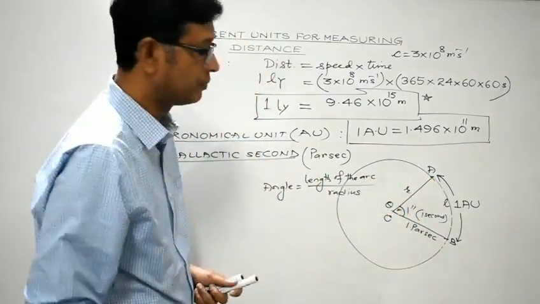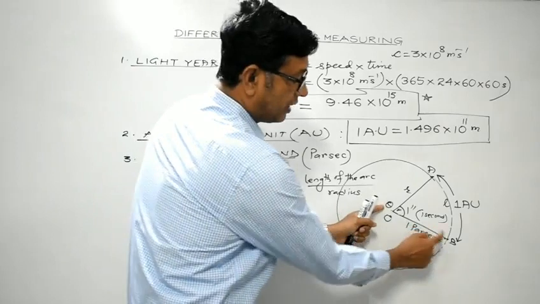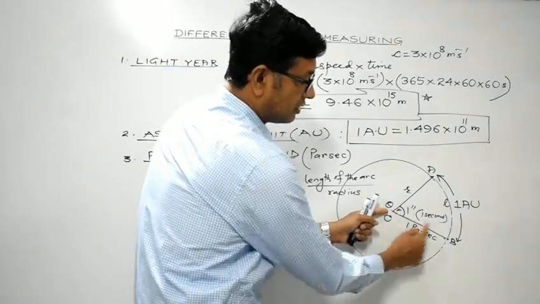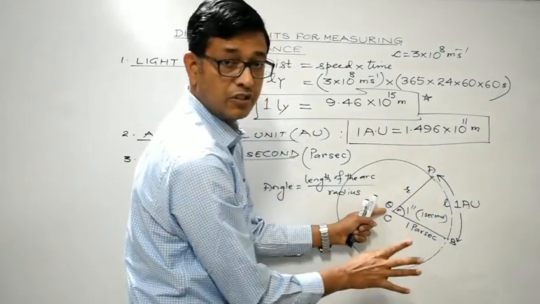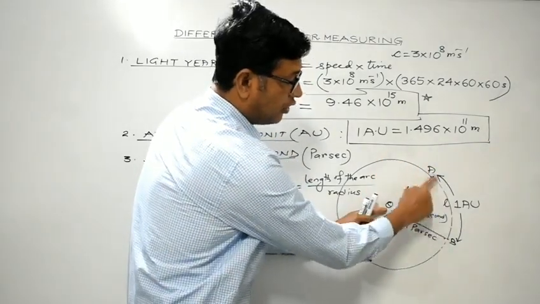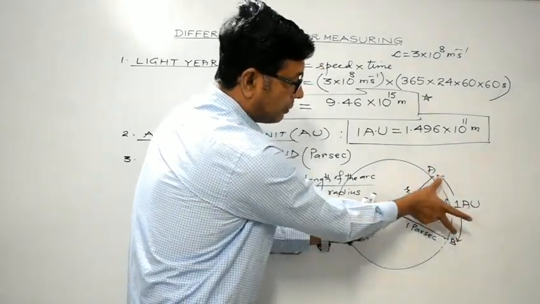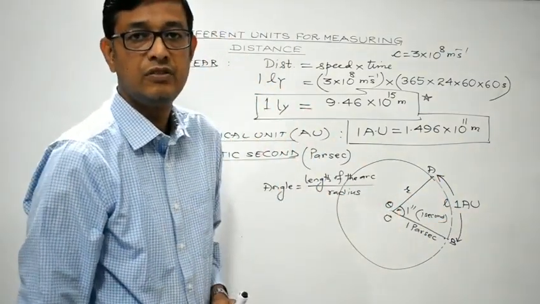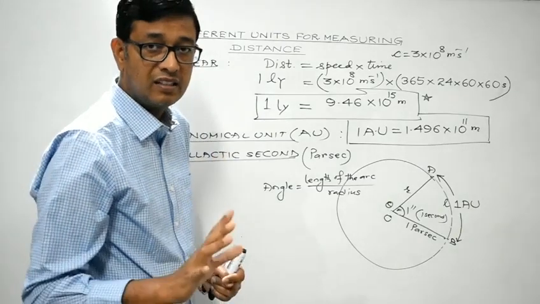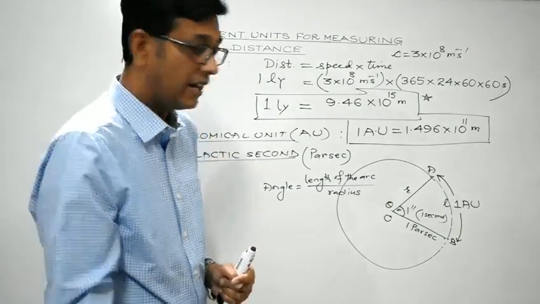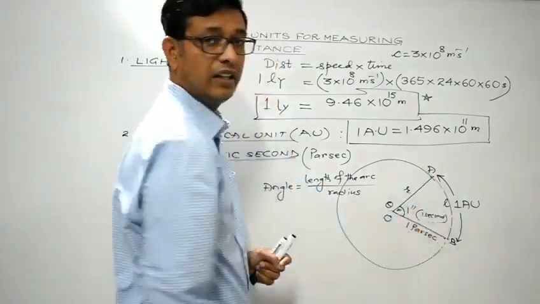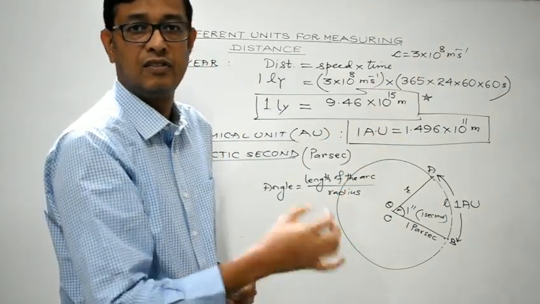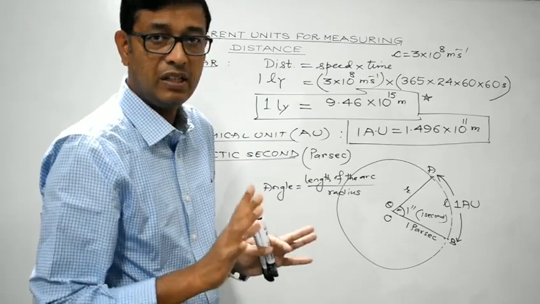Now look, parsec may be defined as the distance at which an arc of length 1 AU subtends an angle of 1 second at its center, right? So parsec is the distance at which an arc of length 1 AU subtends an angle of 1 second. Clear? This is how parsec may be defined.